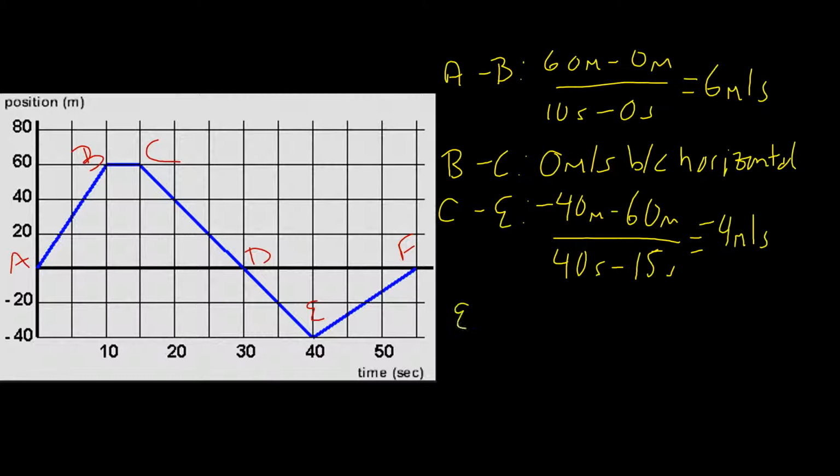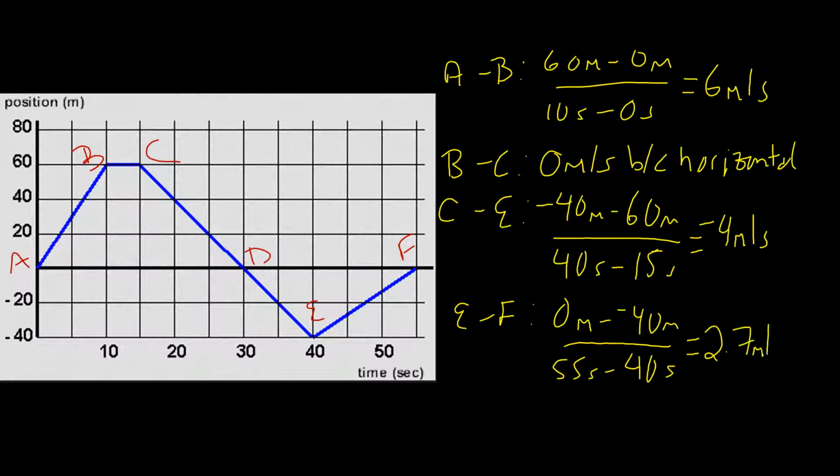And then from E to F, I have 0 meters minus negative 40 meters over 55 seconds minus 40 seconds, which gives me 40 meters divided by 15. And 40 divided by 15 gives us 2.7 meters per second.